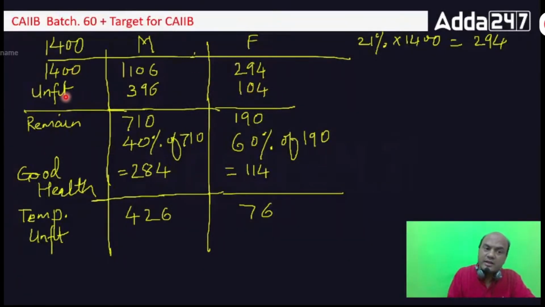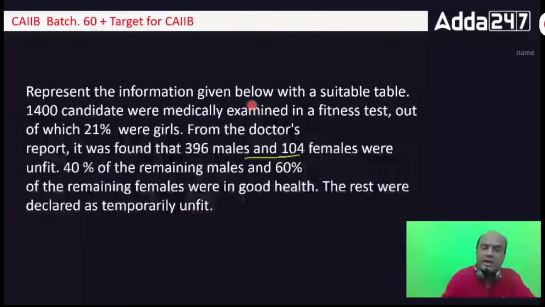Now if these are unfit, then what is remaining? 1106 minus 396 is 710. 294 minus 104 is 190. So this is the remaining. Now what is given about the remaining? 40% of the remaining males and 60% of the remaining females were in good health. So do this on the remaining now, 40%.